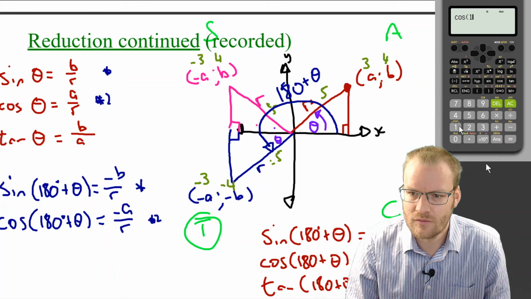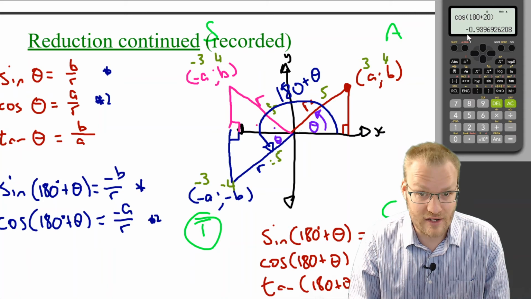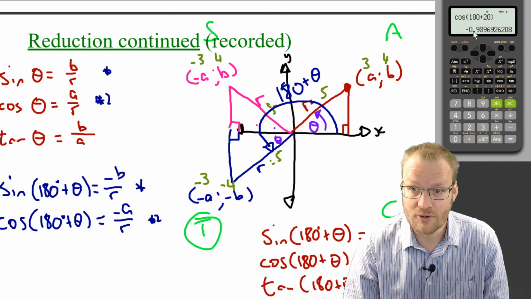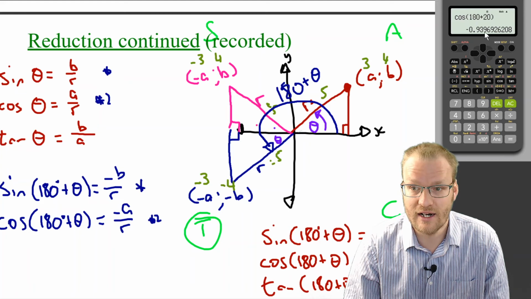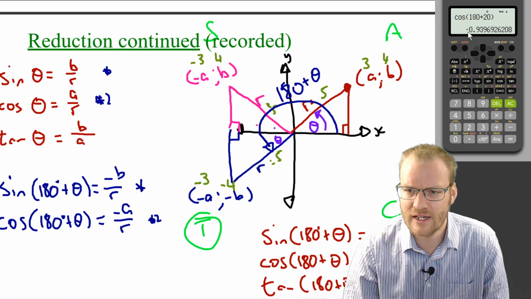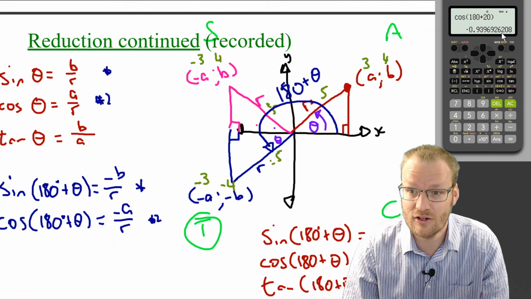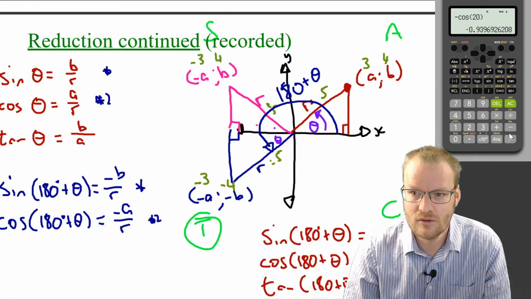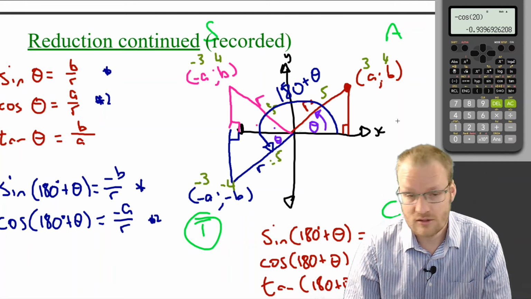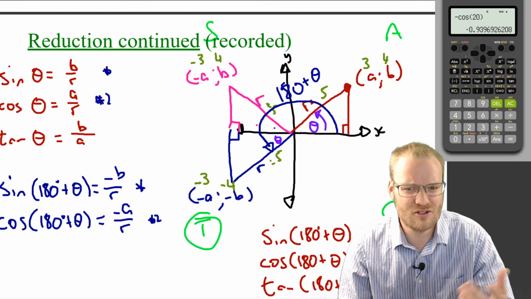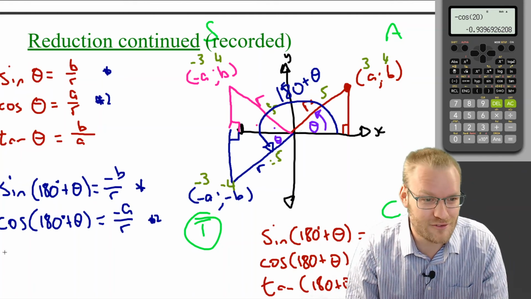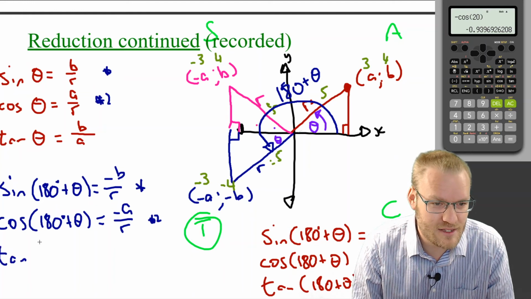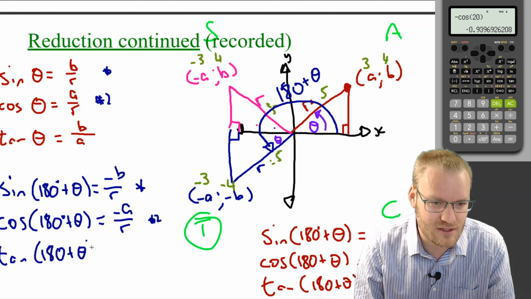Cos of 180 plus 20 should be a negative value because we're in this quadrant. So negative 0.939. Don't worry about rounding off. I'm going to say that should be the same as negative cos of 20. There it is. Same answer. So just a nice way, as I said, just recheck yourself. Yes, now I've got the confidence to go forward and just say, well, what about tan of 180 plus theta?